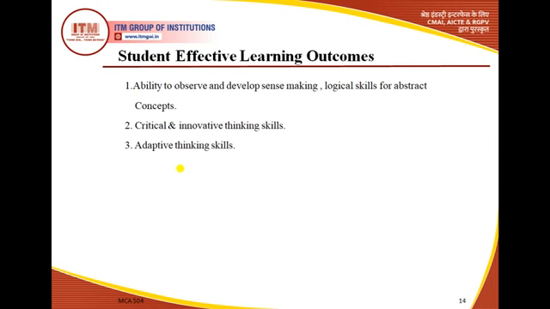These are the student effective learning outcomes. I hope students have gained a certain ability to observe and develop sense-making and logical skills for abstract concepts. Students must have developed critical and innovative thinking skills. Some adaptive thinking skills must have been developed after studying these two parts of the lectures, part 1 and part 2 of the .NET framework.